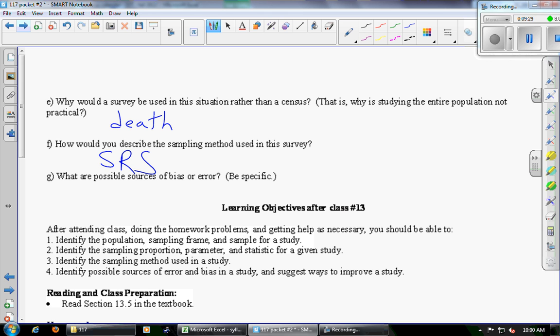Okay, and then part G, possible sources of bias or error. So what things might go wrong that would skew the results? We're trying to get an accurate red blood cell count for you the moment you're in the doctor's office. What other kinds of things might affect your red blood cell count that maybe would be kind of temporary, but maybe would skew the results? We'll go to Melissa and then Morgan.